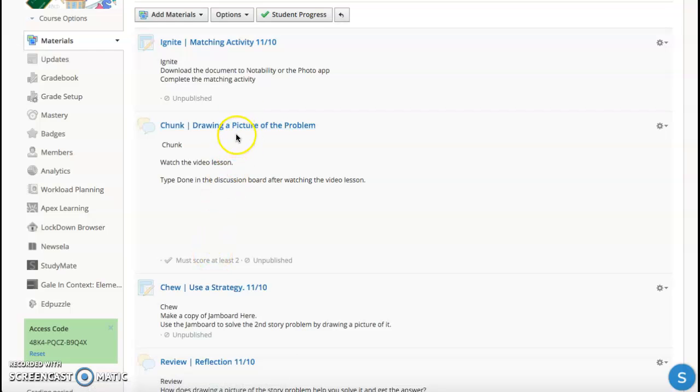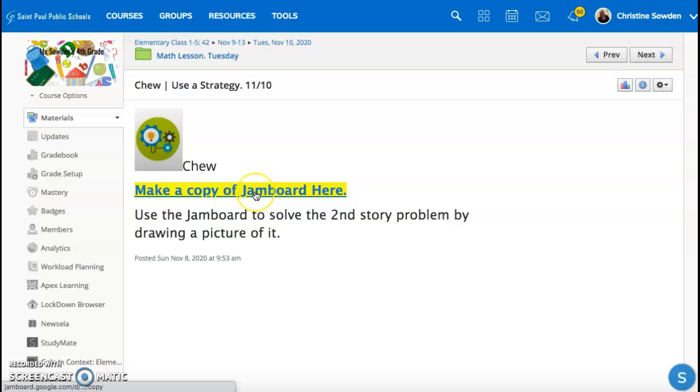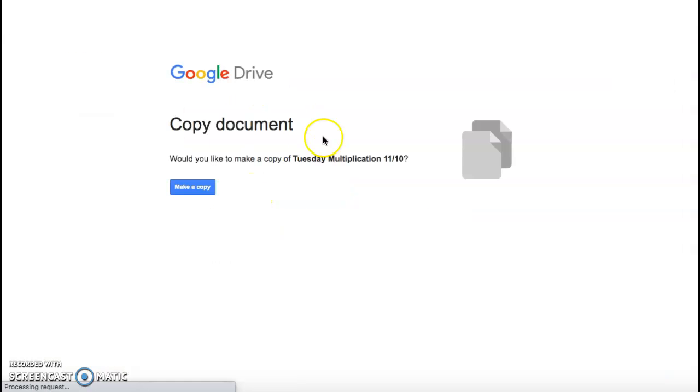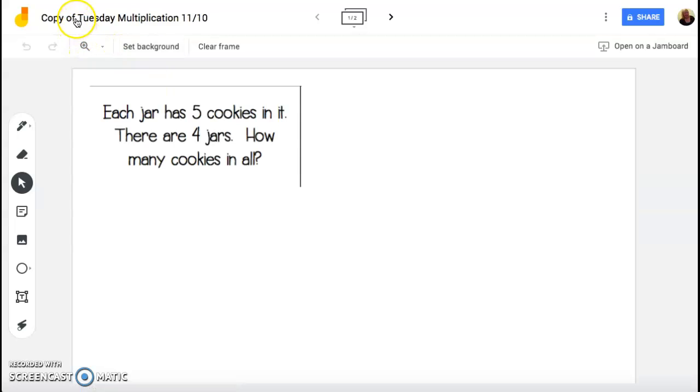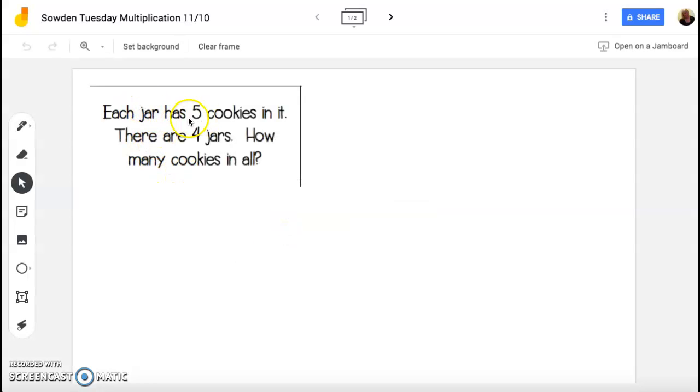So I'm going to choose where we're going to find it, make a copy of the Jamboard here, and you're going to make a copy of it. And if you could, it would be nice if you could rename it with your name on it. It's easier for me to find.